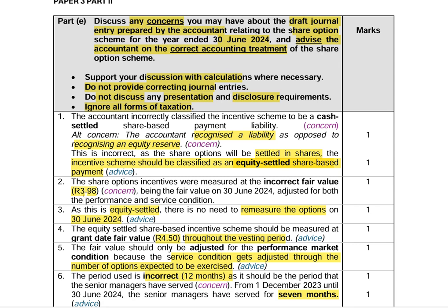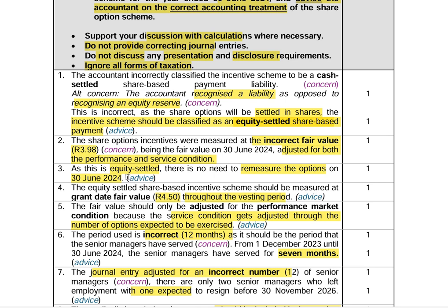And then when looking at the 3.980, as I've stated, that price was incorrect. The accountant should have used 450 and should not have used the share price that takes into account the market performance and service condition. And then if we move down, this is equity settled, so we should not remeasure the option, meaning we're going to keep 450 throughout the vesting period of 3 years. And then what is the share price that should have been used? It's 450 throughout the vesting period.